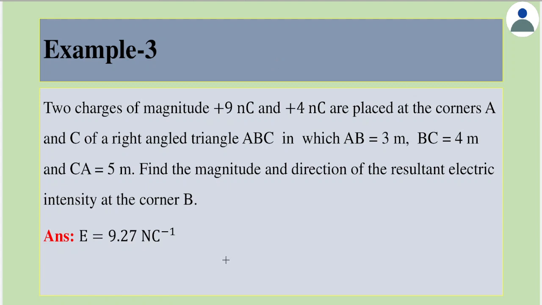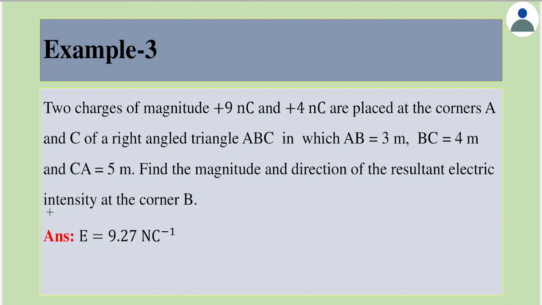Example 3 says, two charges of magnitudes plus 9 nanocoulomb (nano means 10 power minus 9) and plus 4 nanocoulomb are placed at the corners A and C. So observe the corners carefully. It is A and C of a right angle triangle ABC, in which AB is 3 meter, BC is 4 meter and CA is 5 meter. Find the magnitude and direction of the resultant electric intensity.